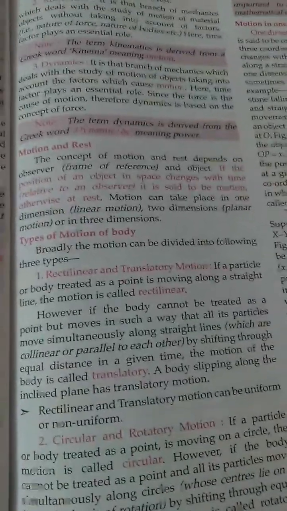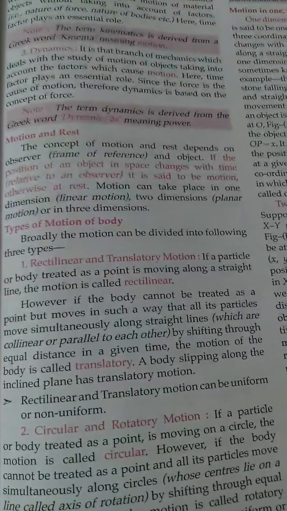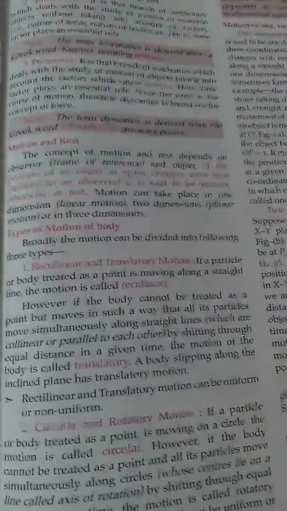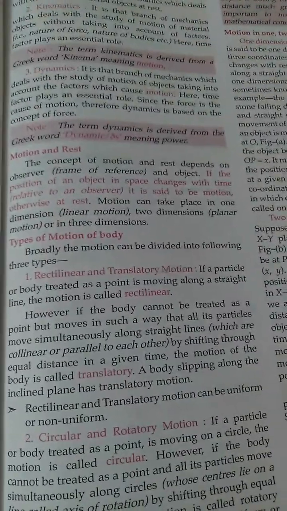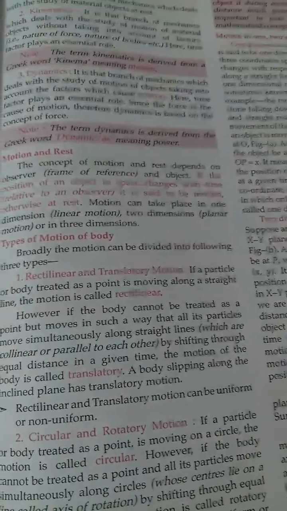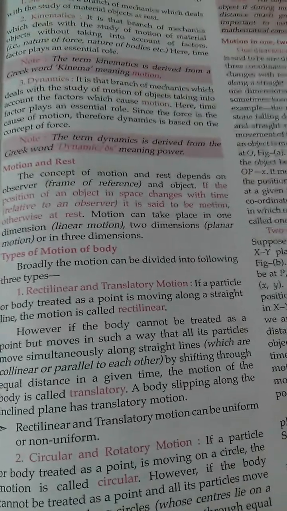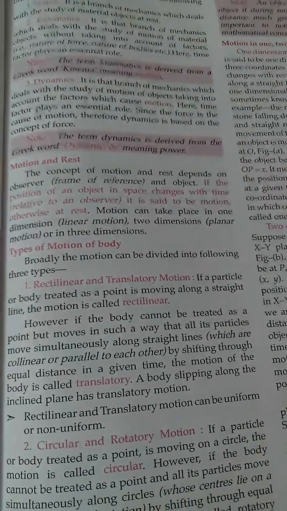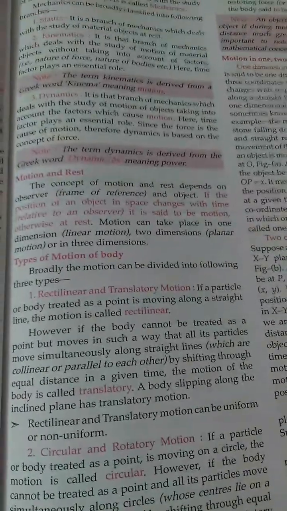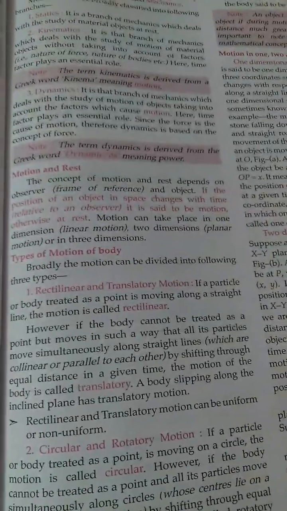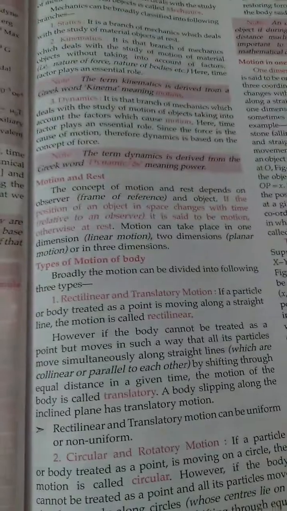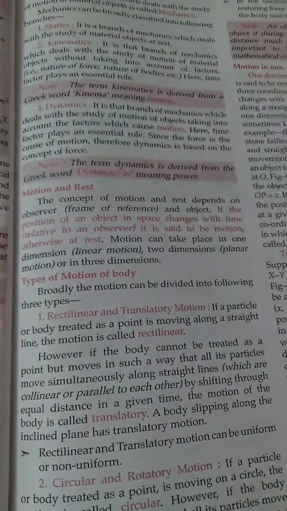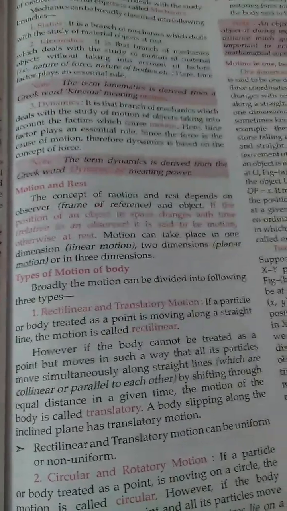Types of motion of a body: broadly, motion can be divided into the following types. Rectilinear and translatory motion. If a particle or body treated as a point is moving along a straight line, the motion is called rectilinear. For example, if somebody is going in a straight line from a point, we call it rectilinear motion.